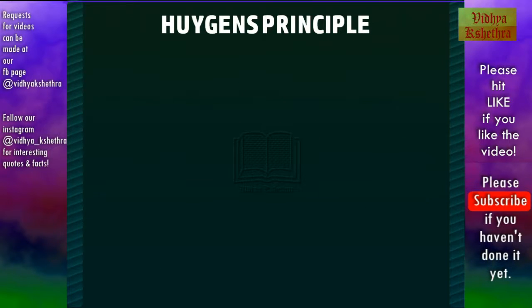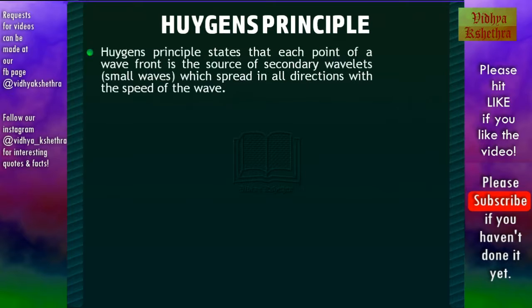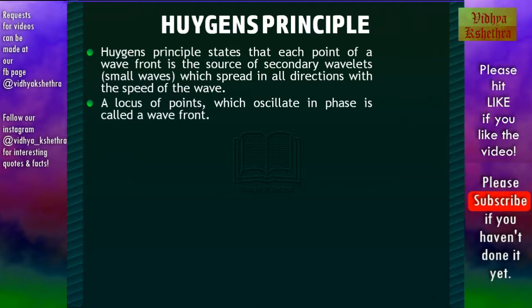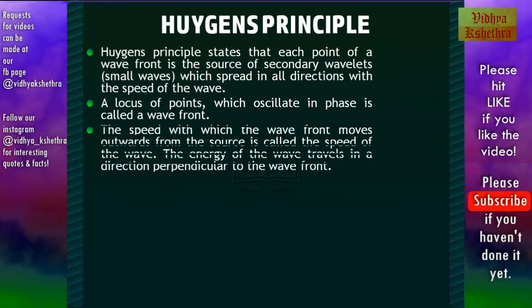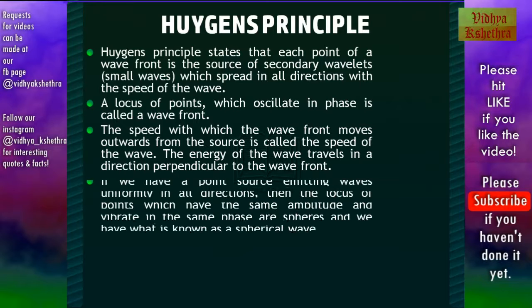Now we can see the Huygens principle. Huygens principle states that each point of a wavefront is the source of secondary wavelets, which are small waves that spread in all directions with the speed of the wave. A locus of points which oscillate in phase is called a wavefront. The speed with which the wavefront moves outward from the source is called the speed of the wave, and the energy of the wave travels in a direction perpendicular to the wavefront.